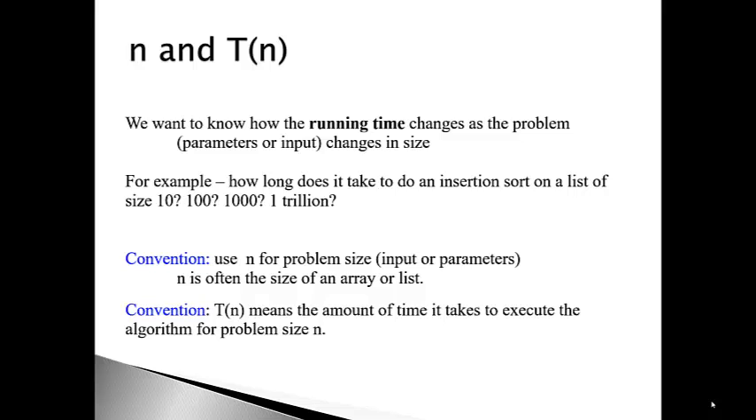So the conventions that we use for talking about these things, one, we use n for the problem size, so this is the input or parameters. This is typically when I'm doing computational complexity in this class, I'm typically using a list of numbers or elements. So the length of the list would be n, that would be the problem size. T(n) means the amount of time it takes to execute the algorithm for a particular problem size.